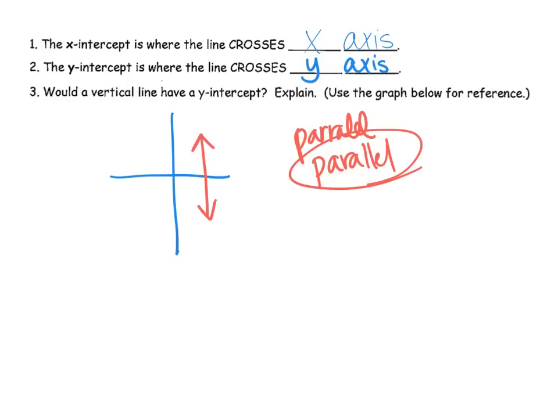If the lines are parallel, they're never going to hit. And an undefined slope, a vertical line, is never going to hit the y-axis. It doesn't ever have a y-intercept. That's why the equation is like x equals 2. Because there is no b, there is no slope, there is no y-intercept.